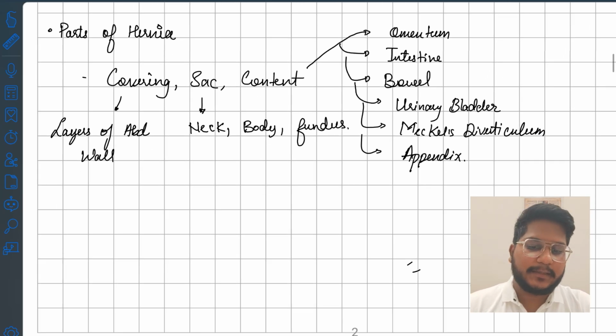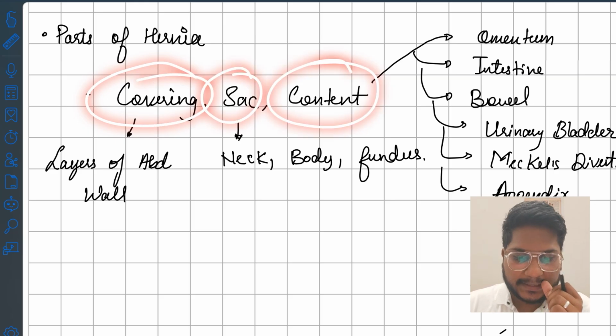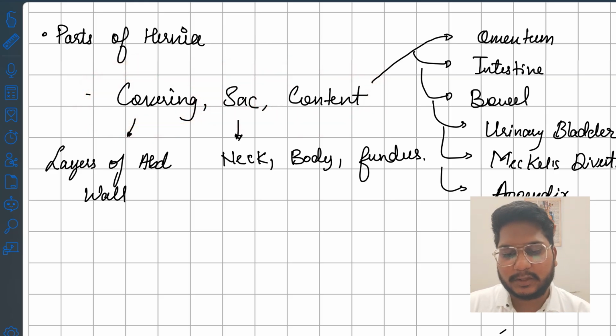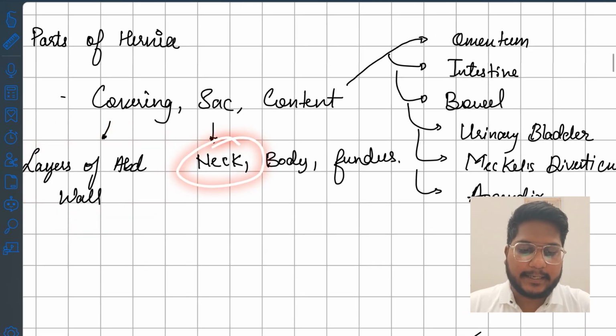Now the parts of hernia. So basically there are three parts of hernia. There is a covering, there is a sac, there is a content. The covering has layers of abdominal wall, and the sac has a neck and content.